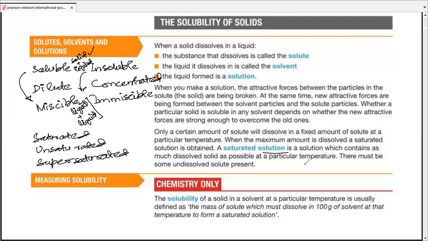Will it be that there's more solute in it? Yeah, definitely. In fact, these words are very good in explaining that. There are some specific terms he has used over here: maximum amount. So yeah, we definitely use a lot of solid.